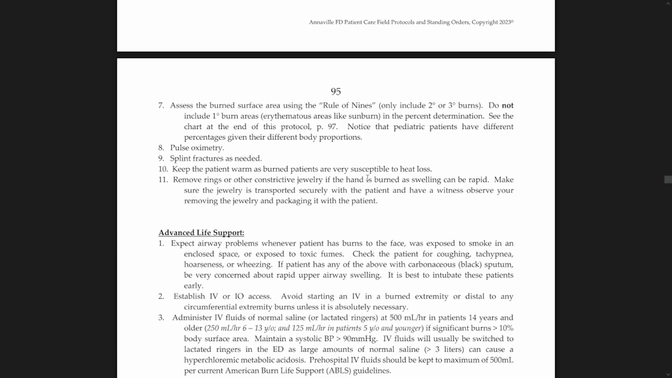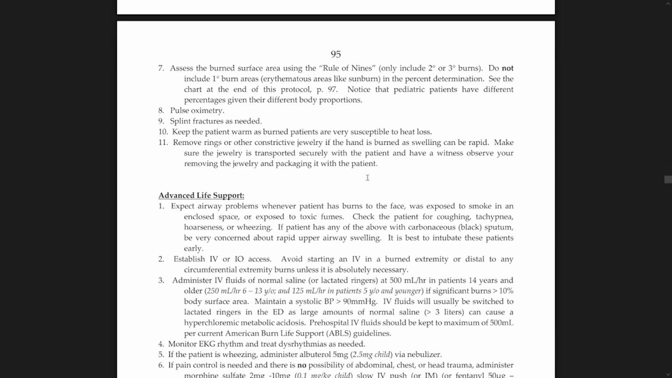Keep the patient warm, as burn patients are very susceptible to heat loss. Remove rings or other constrictive jewelry if the hand is burned, as swelling can be rapid. Make sure the jewelry is transported securely with the patient and have a witness observe you removing the jewelry and packaging it with the patient.